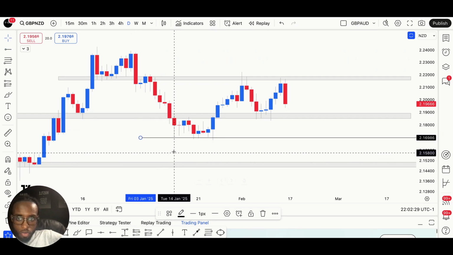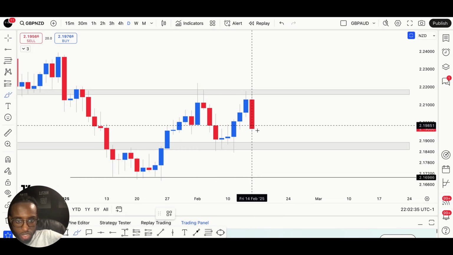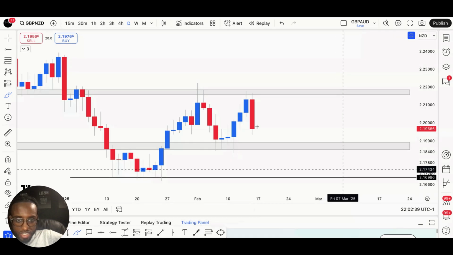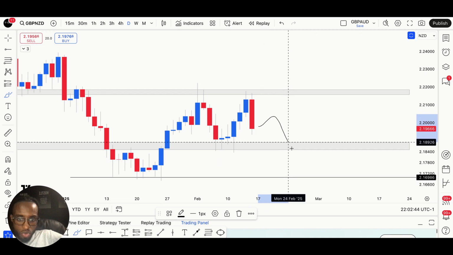But before that, you could get some type of pullback. So if this gives you a pullback early in the week, that can be a nice opportunity to catch the next wave down. So look for some type of pullback to catch the next wave.